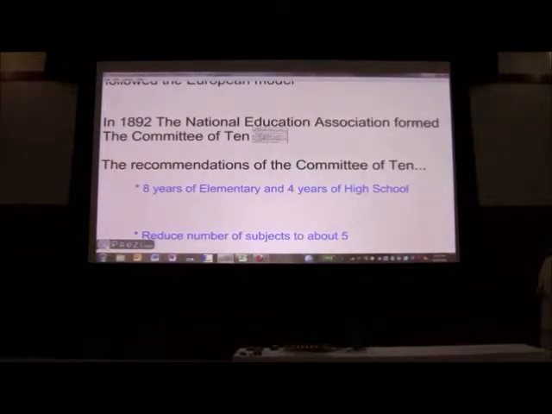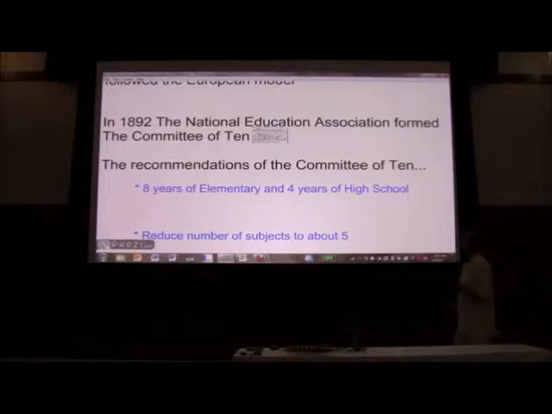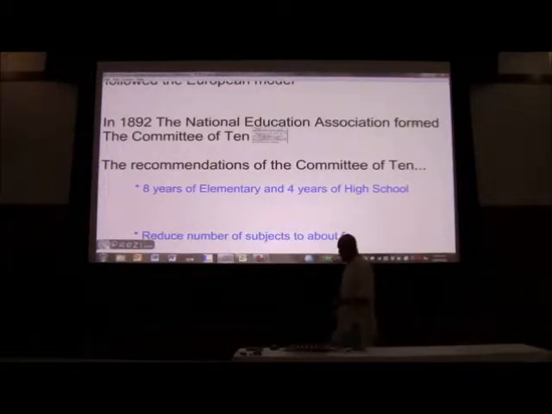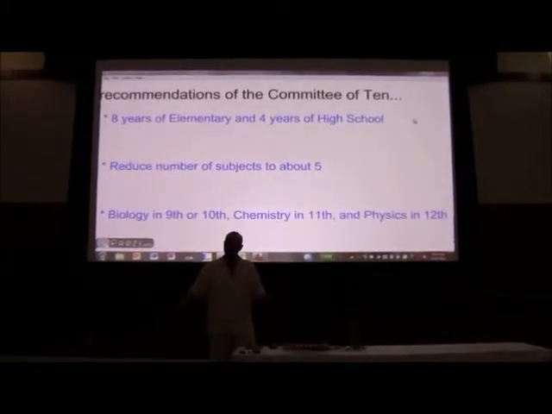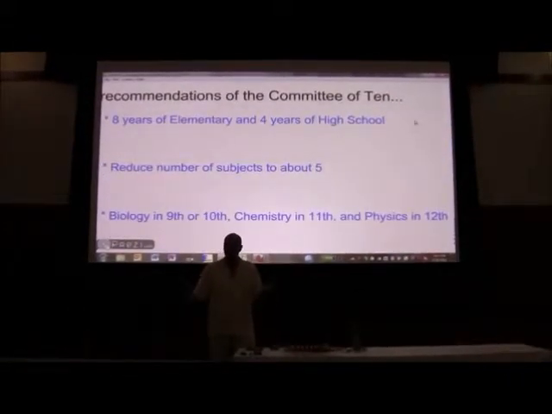And so they made the following recommendations. And this is where we mostly deviated, and the United States became different than the rest of the world in some of our nuances. That 8 years of elementary and then 4 years of high school. To reduce the number of subjects to just 5, less is more. I'm not saying these are good or bad, I'm just saying this is where our educational system came from. They said biology in the 9th grade, chemistry in the 11th grade, and physics in the 12th grade.